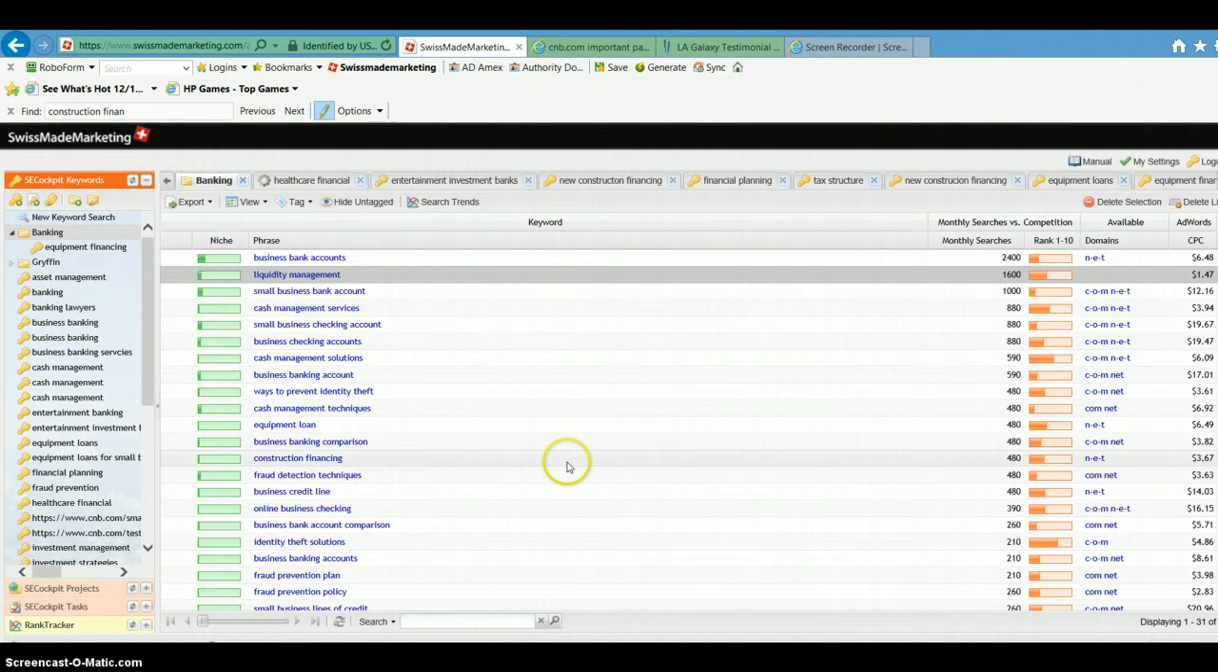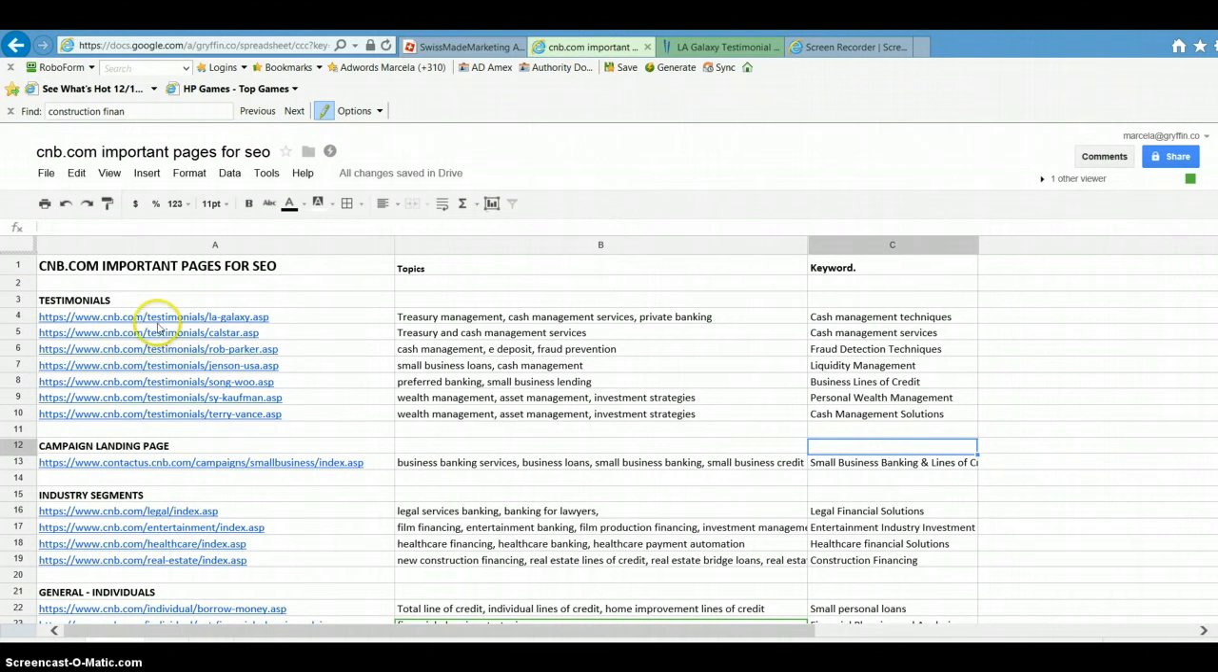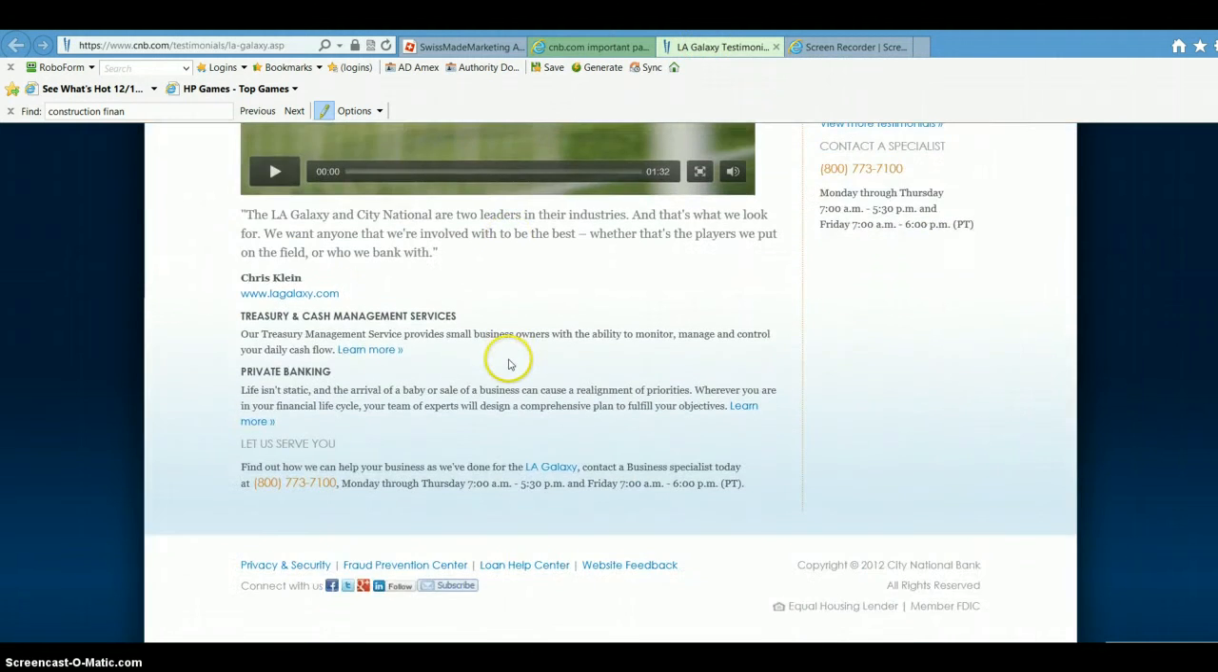Now that you have an idea of the interface and how the tool works, we're going to get into specifics of how to choose keywords for each particular City National Bank page. So starting with our LA Galaxy testimonial page, the first step is to actually visit the page, read what the page is about, and brainstorm some possible key terms that could apply to this page.